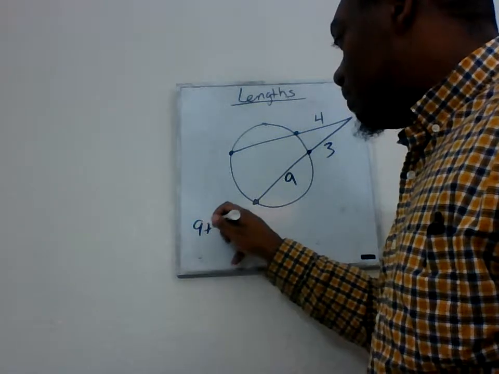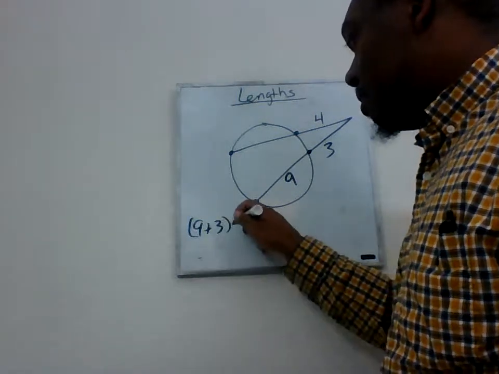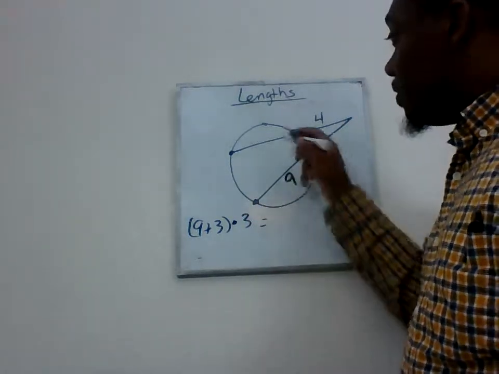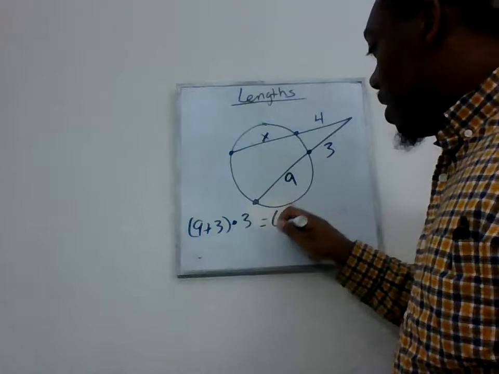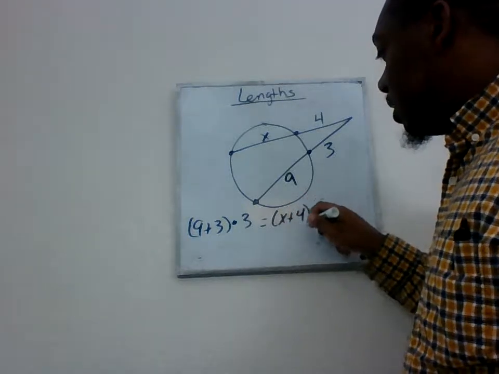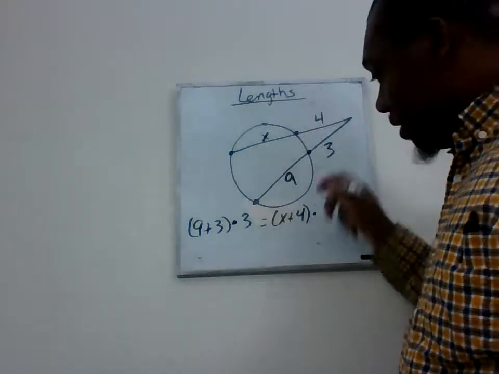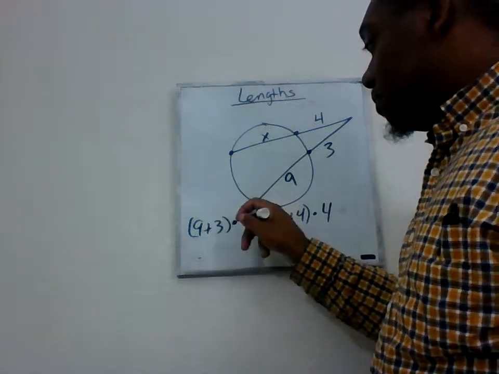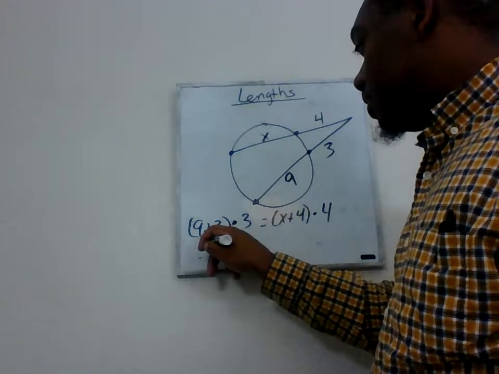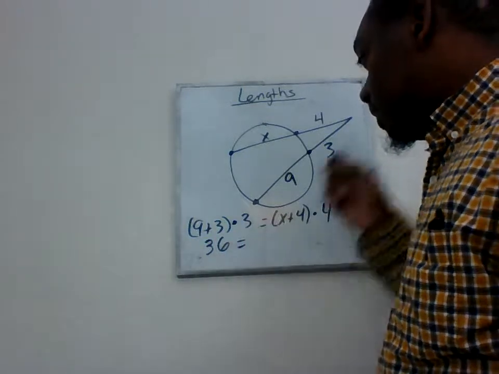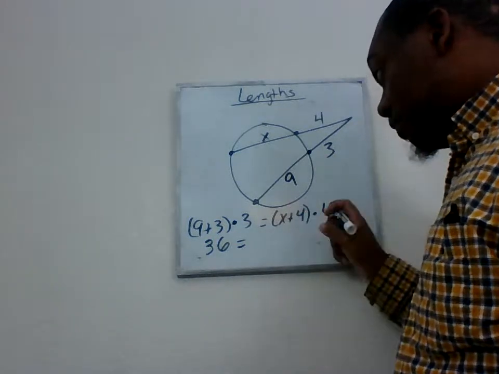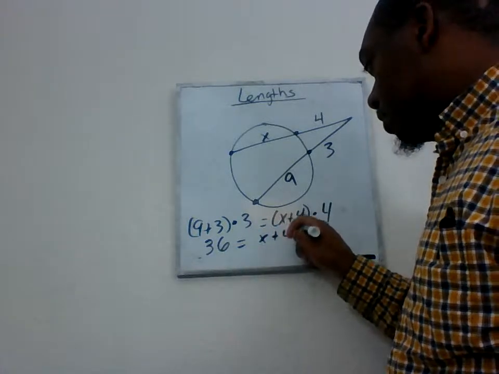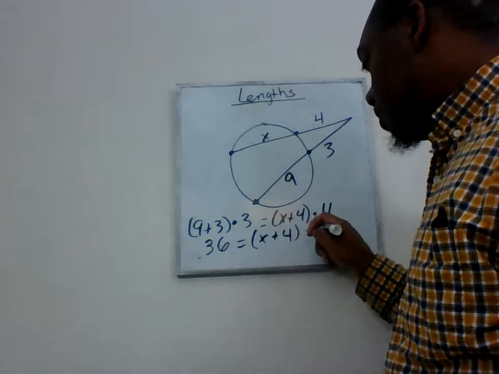I'll write it out that way for starters. 9 plus 3 times how much is outside, so 3. We can set that equal to this unknown, so x plus 4 times how much of that is outside, 4. All right, so we get 12 times 3, which is 36. And we set that equal to x plus 4 times 4.